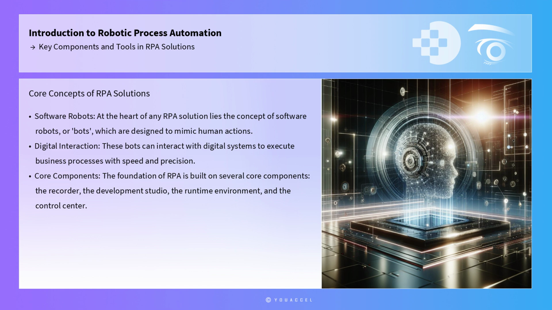At the heart of any RPA solution lies the concept of software robots, or bots, which are designed to mimic human actions. These bots can interact with digital systems to execute business processes with speed and precision. The foundation of RPA is built on several core components: the recorder, the development studio, the runtime environment, and the control center. Each of these components serves a distinct purpose in the RPA ecosystem.